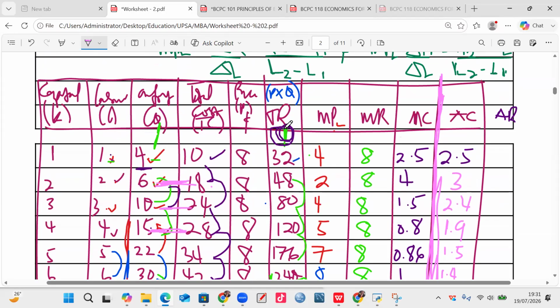There could be a table where they include all of them. That's why I'm solving it. But for the purpose of this question, it ends at the MC. For the AR, you pick total revenue divided by quantity. So 32 divided by 4 will give us 8. The next one, 48 divided by 6, will give us 8. The next one is 8. So you might be getting the same for the AR. It is equal to total revenue over output. You don't bring the change in. The change in only applies to the marginal ones. AC and AR don't take change in. Guys, are we good?